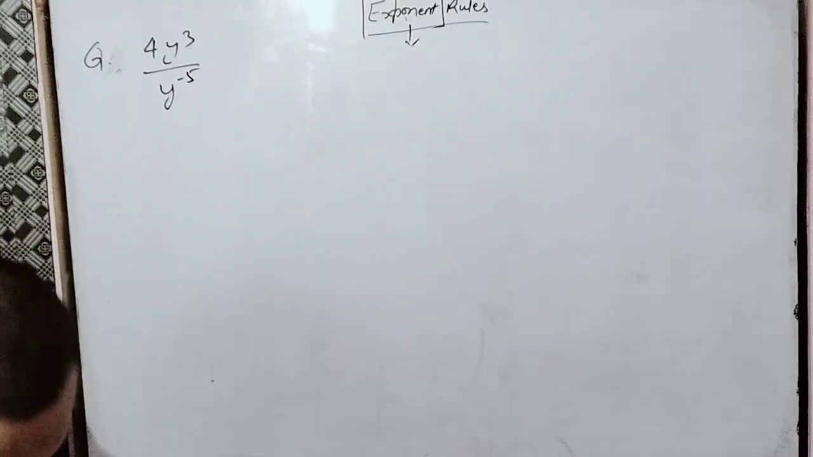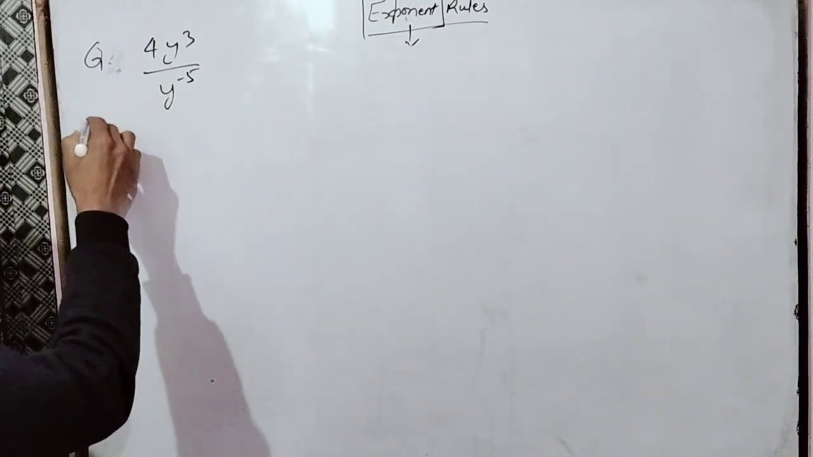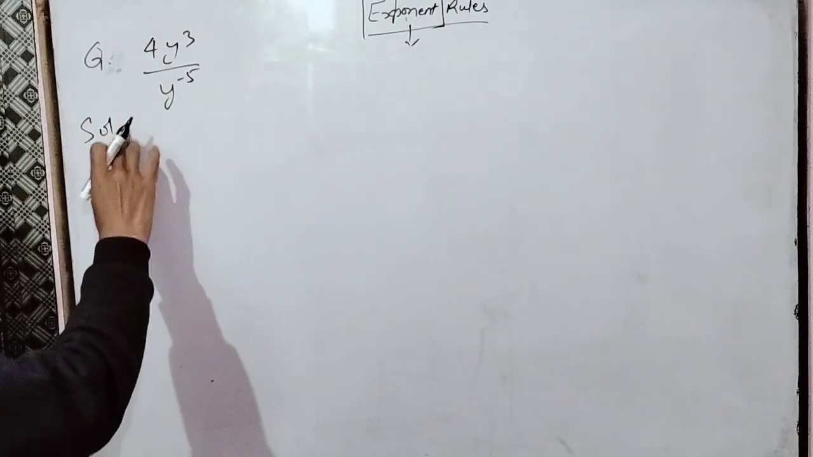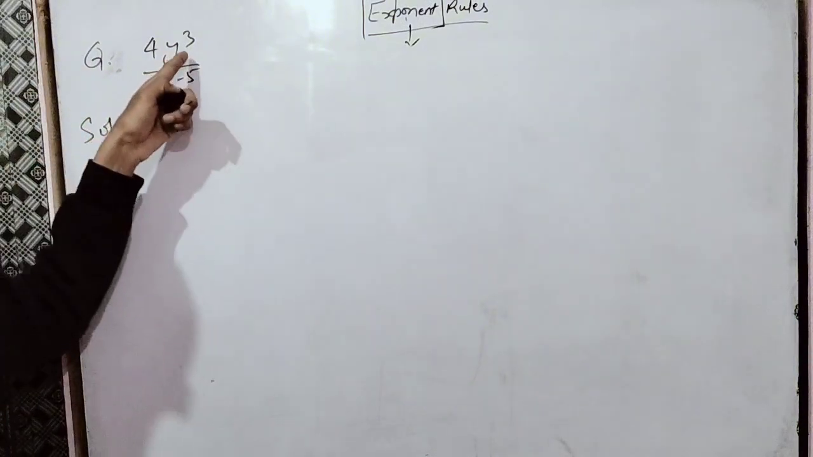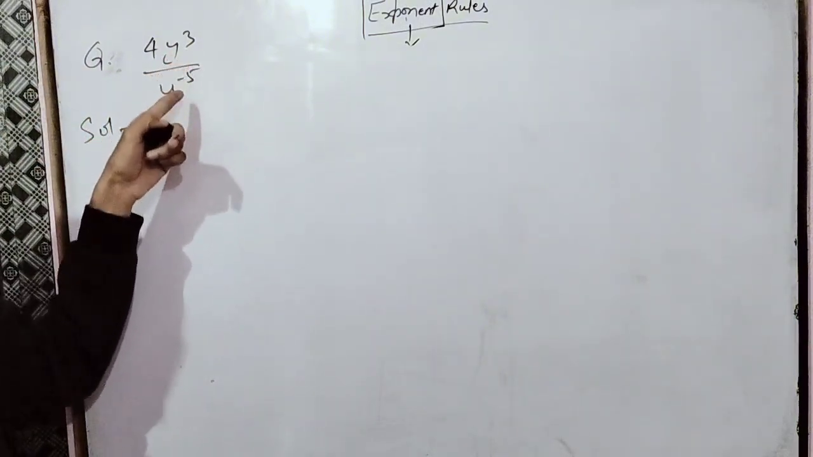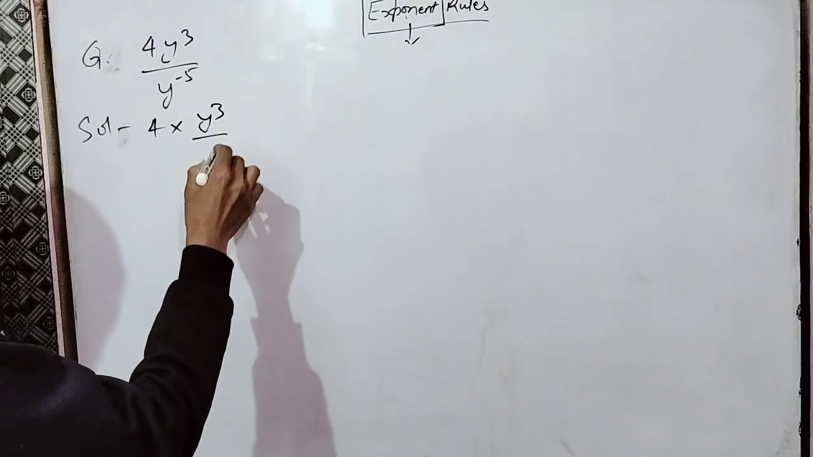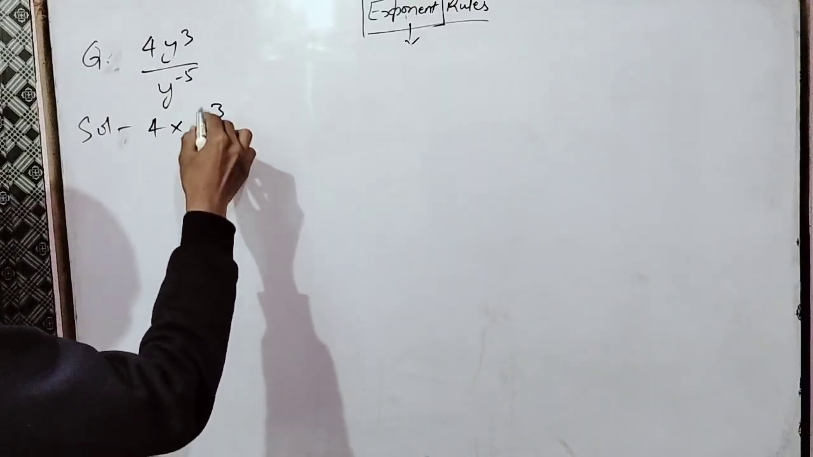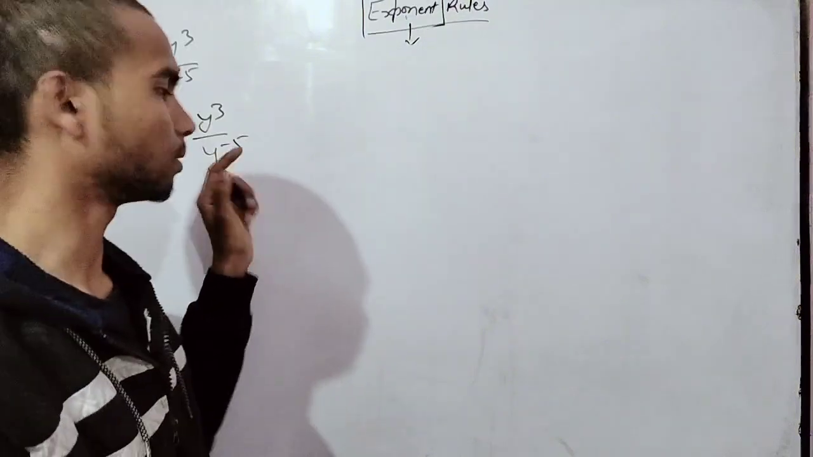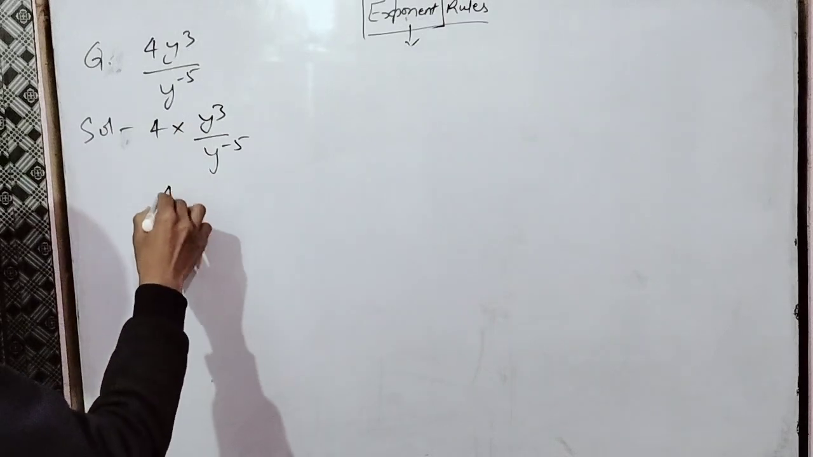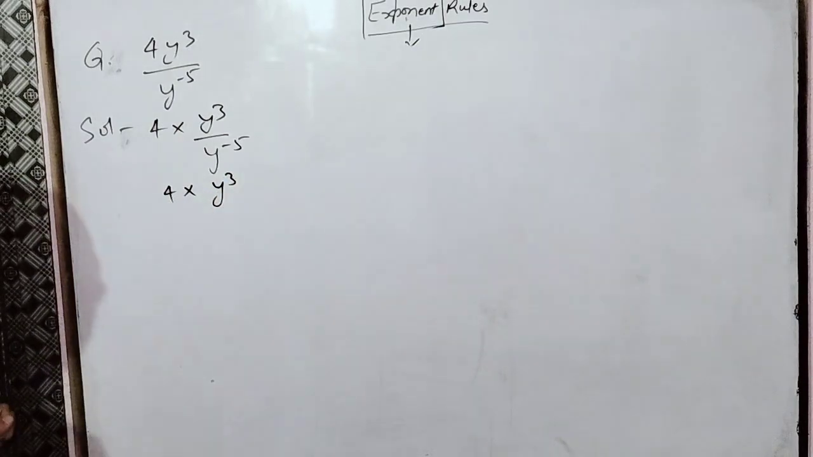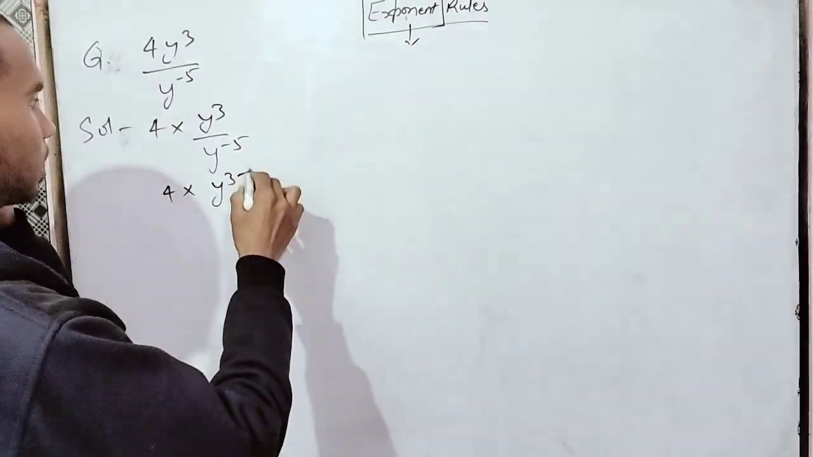Solve it. How would you solve it? Do you have any idea? Just see. So here we have what, the quotient rule we can apply. Now we can see we can apply the quotient rule, because this is the same base. So can we write it like that?